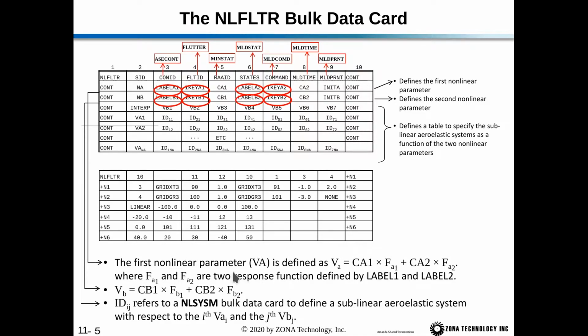So the first nonlinear parameter VA is defined as CA1 times FA1 plus CA2 times FA2, where the FA1 and FA2 are defined by the label and I key entries. And then the IDIJ, that's these parameters here, refer to the nonlinear system matrix bulk data cards to define the sublinear aeroelastic system.